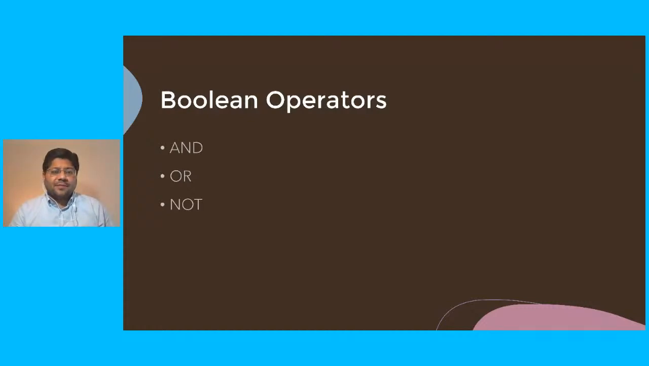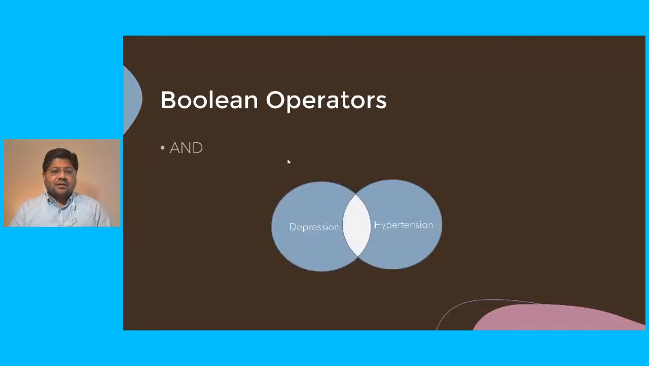So what is going to happen? What is AND? For example, if I want to do a literature search, I want to identify articles which have talked about depression and hypertension. So I'm interested in this overlapping area, which means the articles which are talking about depression as well as hypertension. So I'm going to use the Boolean operator AND.